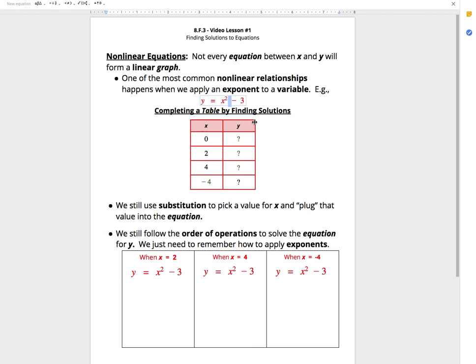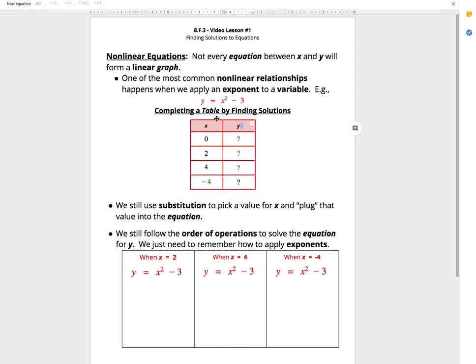Before creating a graph, the first thing we need to do is find some solutions to this equation and organize them in a table. Here, I've selected some values for x in advance, and we're going to figure out for this equation what the y value needed for the solution is for each of these x values.